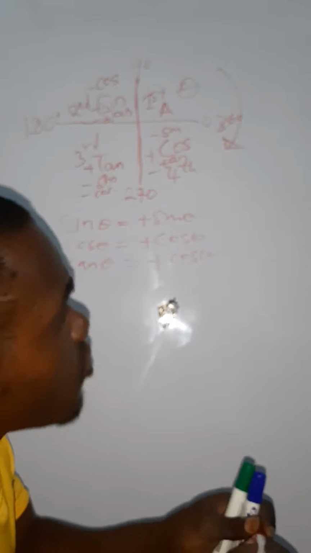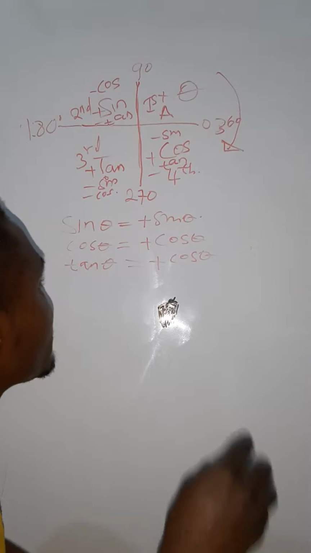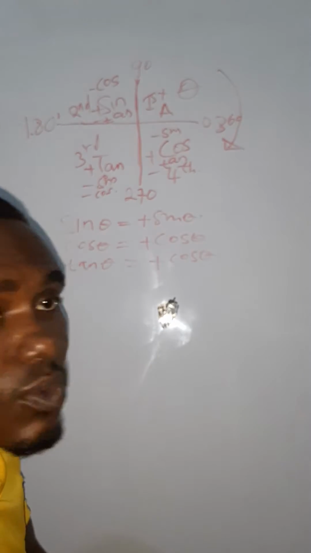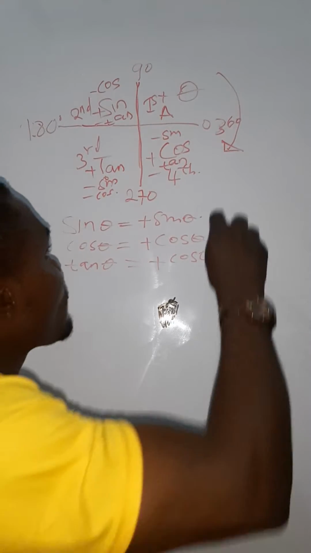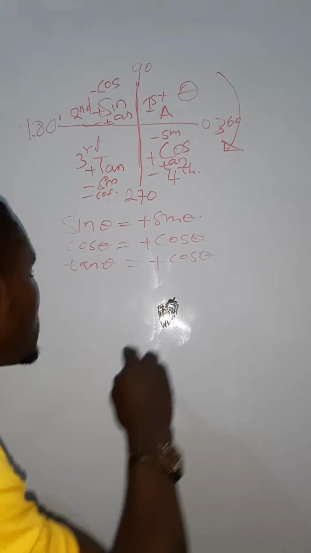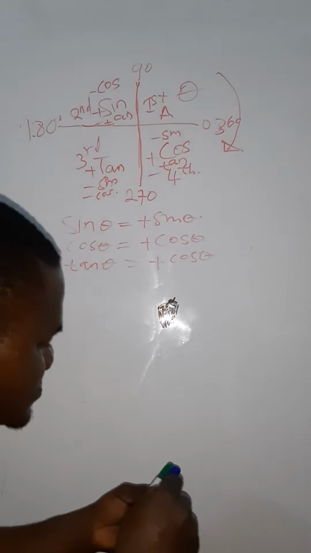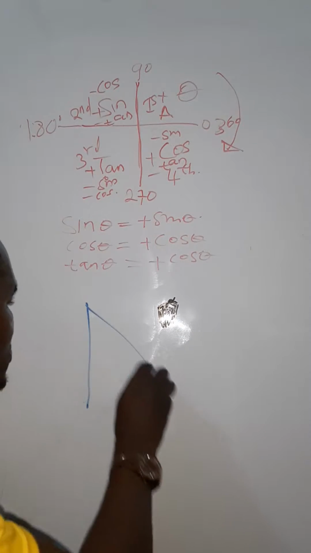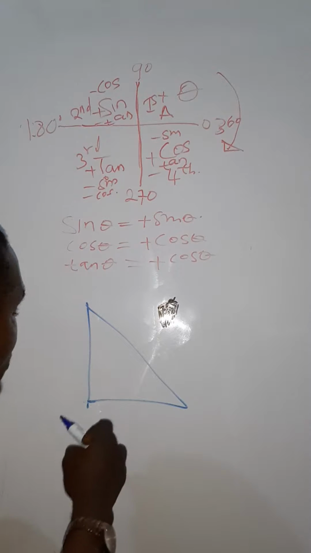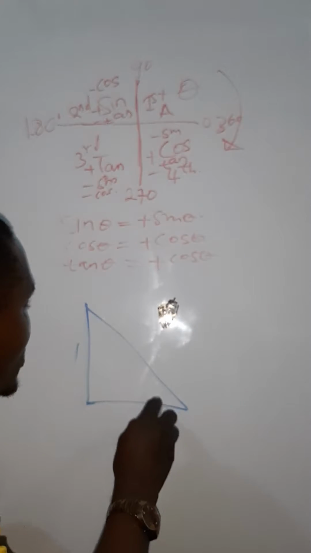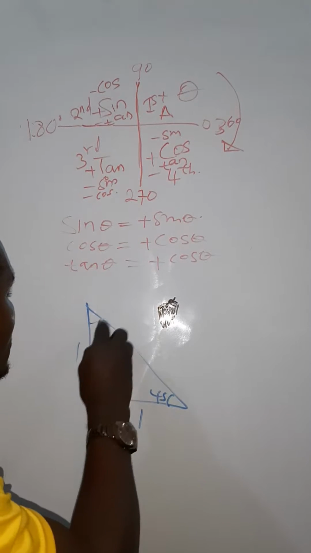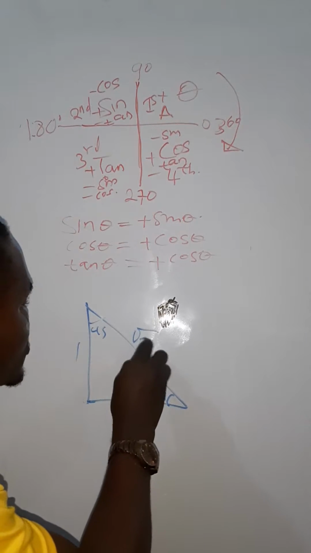If I'm to look for cos 45, sine 45, quickly you see that at the end of the day I have a positive answer, of which I can quickly use the triangle and know what 45 is. Because I'm not with a calculator, I'm going to be using the special angle. So you have here as 1, here as 1, here as 45, here as 45, and here as root 2.